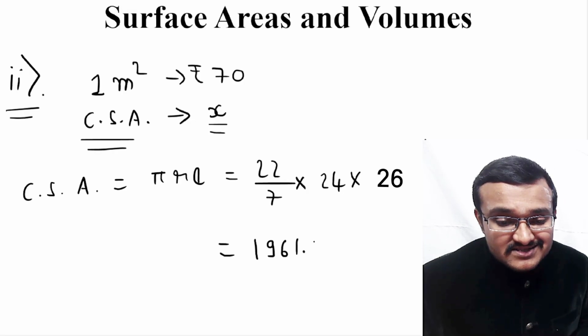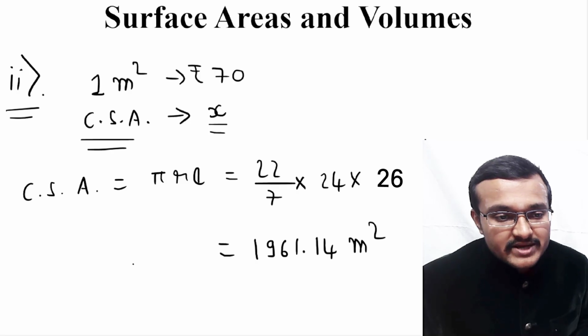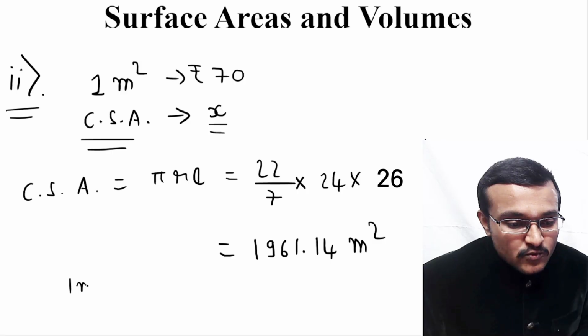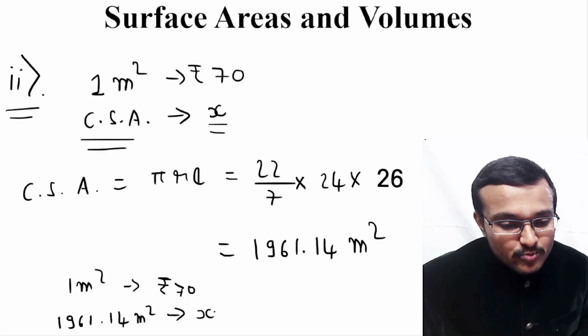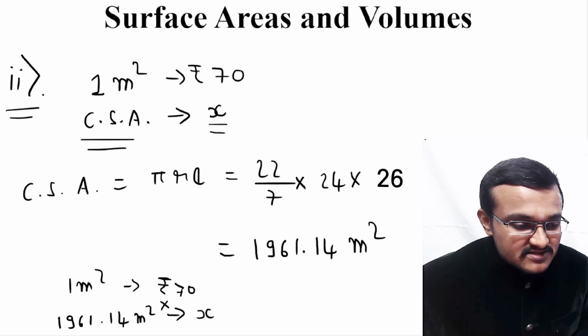So now when you calculate this, you will get 1961.14 meter square. Here 1 meter square costs 70 rupees. So 1961.14 meter square costs how much? You can cross multiply this.